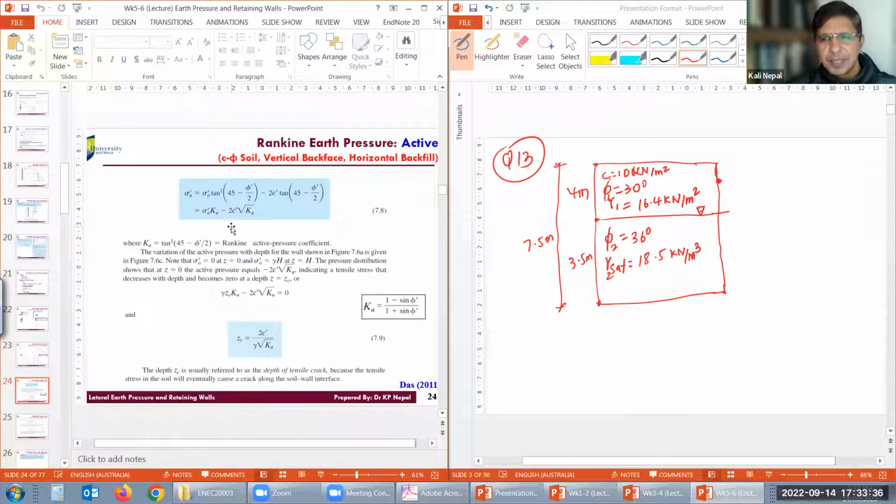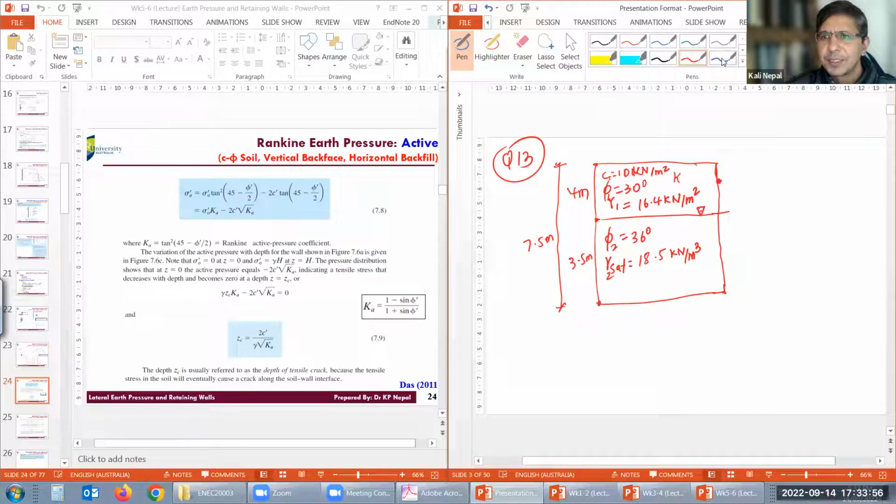So at the top, let's draw the pressure diagram now. At the beginning, this side is negative. At the top, sigma is 0, right? That value is 0, meaning negative 2c root K. Oh, we need to find K. Can you calculate K for this layer, please?